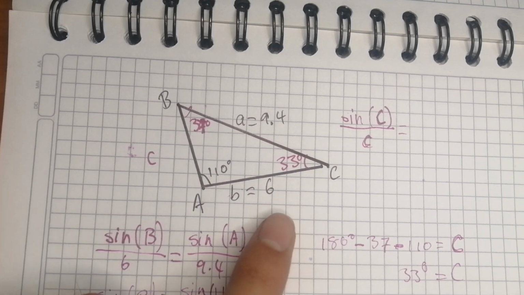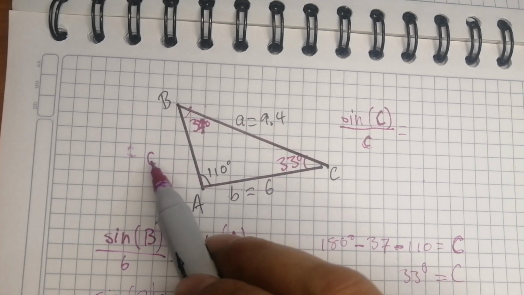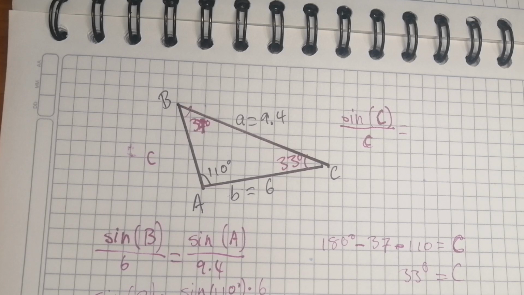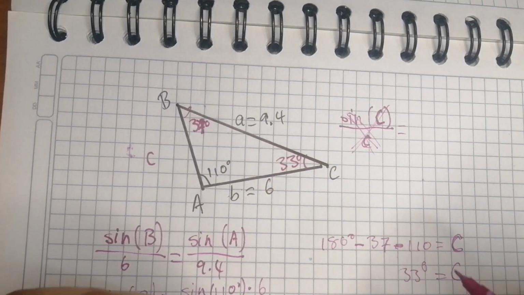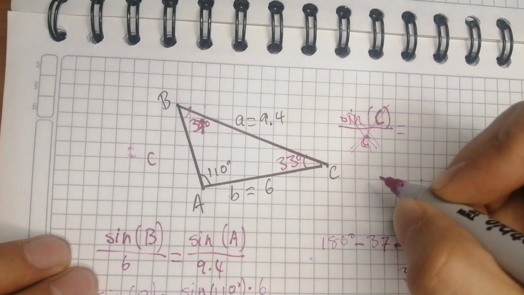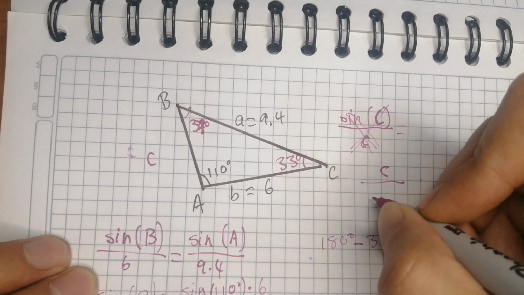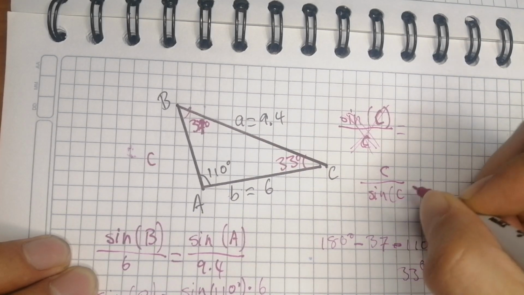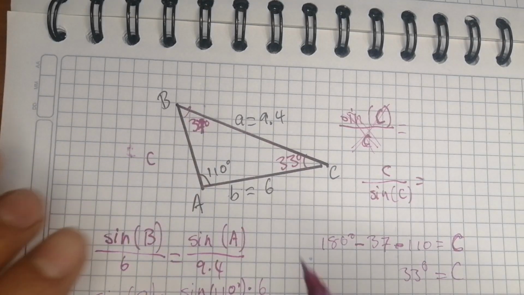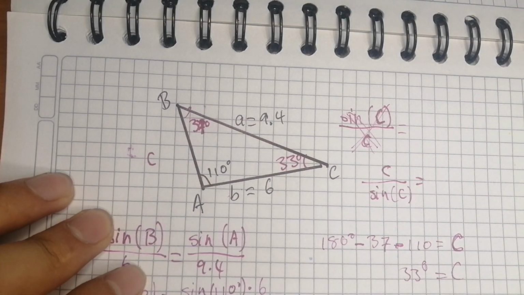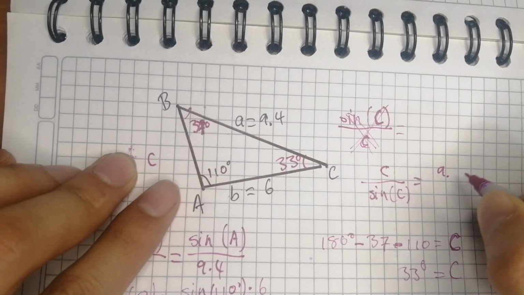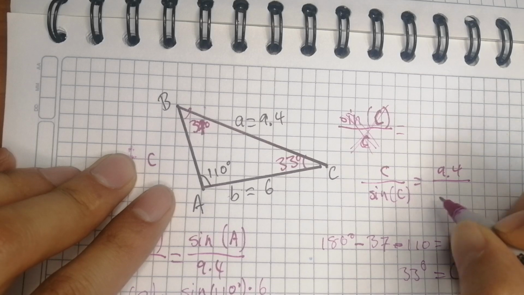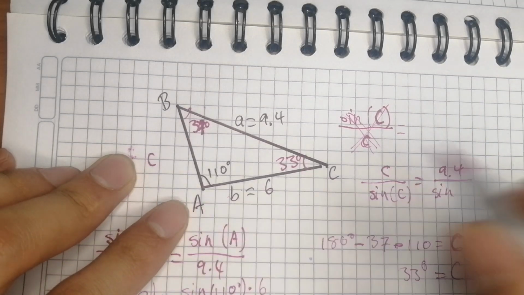What is the only thing that I am missing in this moment? I am missing the lowercase c. How are we going to find it? I wouldn't recommend using this anymore. The one that I would recommend is using directly lowercase c divided by the sine of capital C is equal to, I can use any one of them, but remember, I always prefer to use the original data so that if I have a mistake, the mistake is not that big. So lowercase a, that would be 9.4 divided by the sine of A, that is 110.